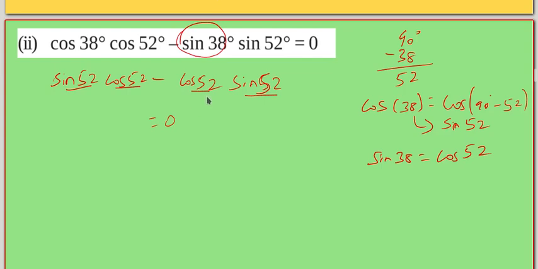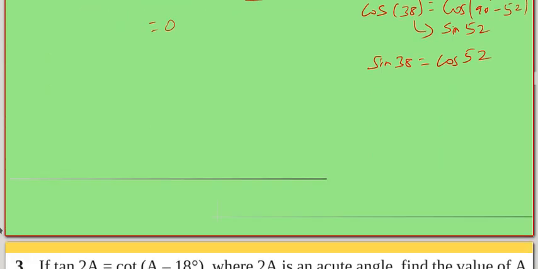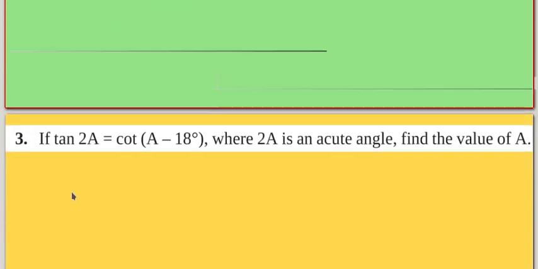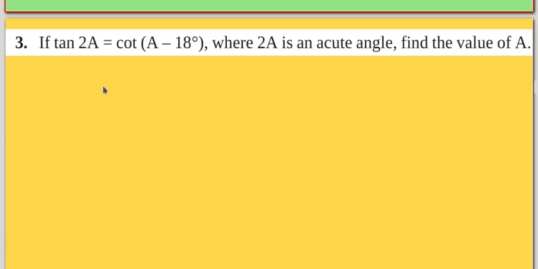Okay, next question. We have to find the value of angle A if tan 2A equals cot of A minus 18, where 2A is an acute angle. So one side it is cot, another side it is tan. Shall we bring this also in terms of cot?